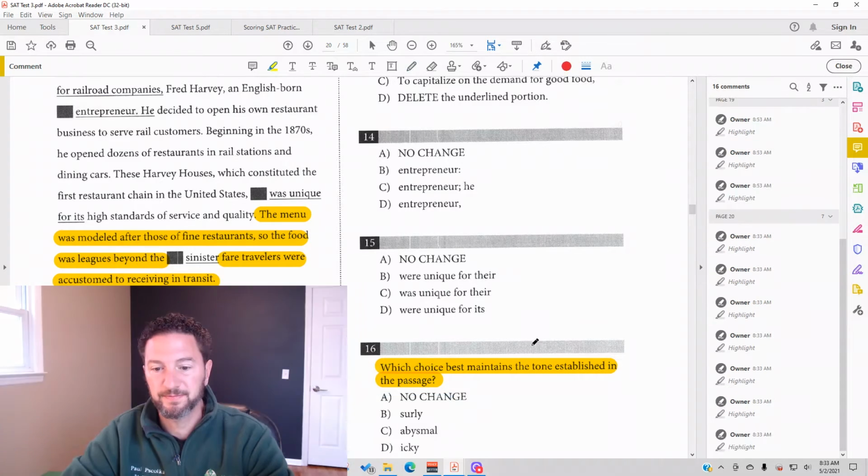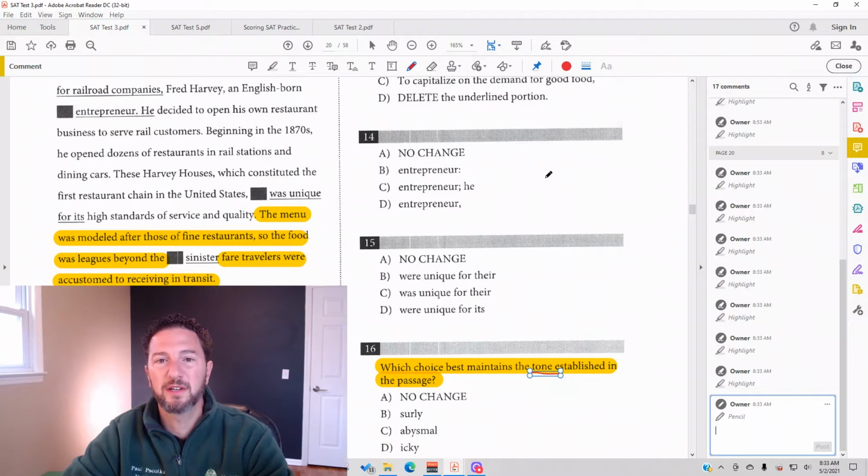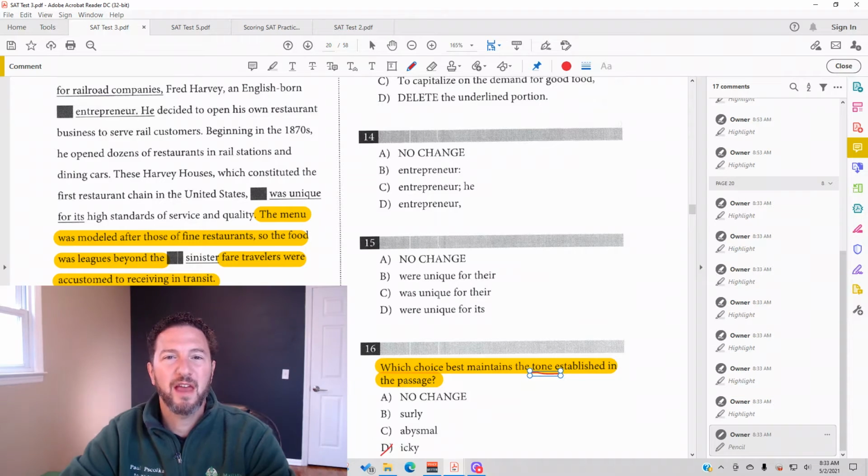So, whenever you see a tone question, you want to make sure you eliminate anything too informal. In this question, you might notice answer choice D, icky. Now, icky fits if you look up the definition. It might be a little informal. Who says icky? 4-year-olds say icky. Too informal, eliminate.